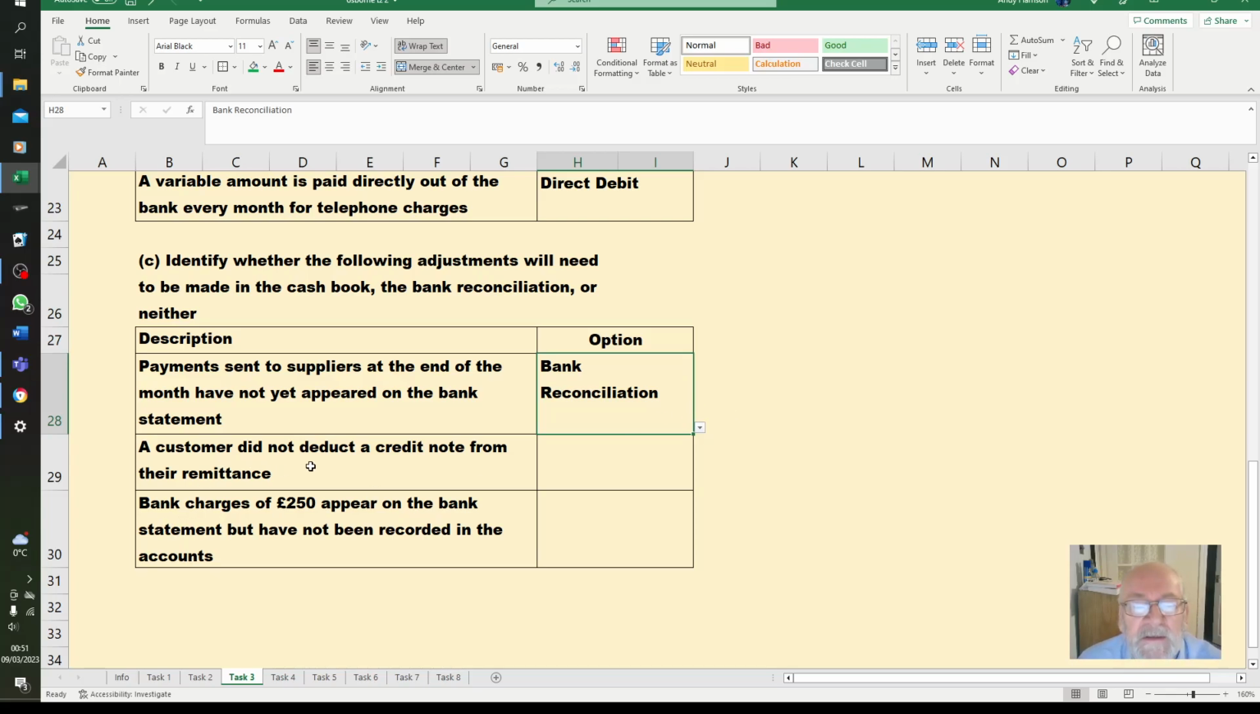The customer didn't deduct the credit note from the remittance. That means they just forgot to take it off. They'll take it off next time. But that's nothing to do with the bank statement, which will be fine. So would their cash book. That's the either. Not sure if these questions have to be one of each. This one is though. Bank charges appear in the bank statement. That's the updating process, when we update our cash book, because we often only see the bank charges when we actually see our bank statement.